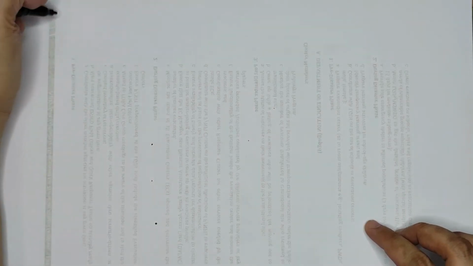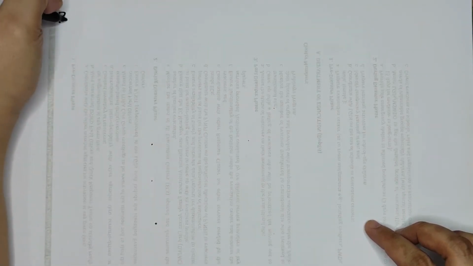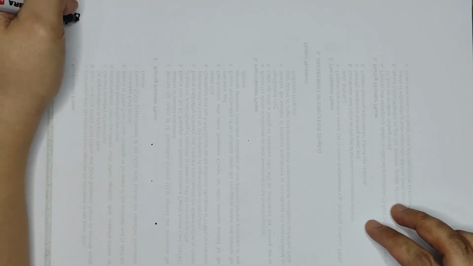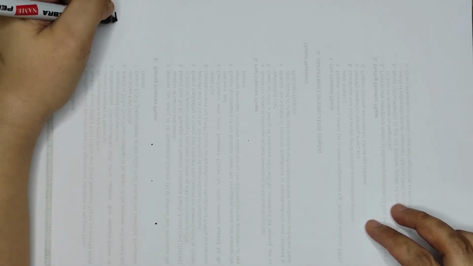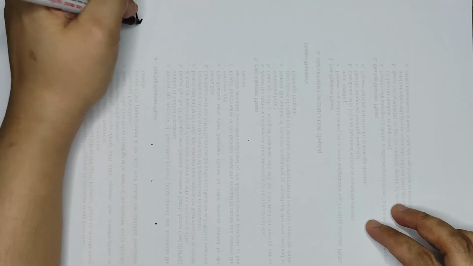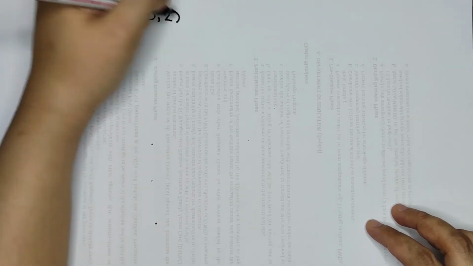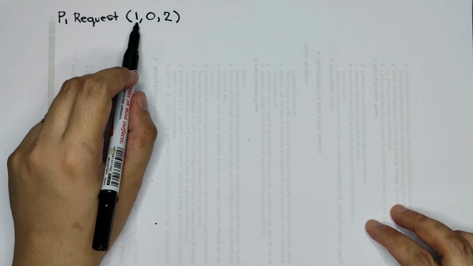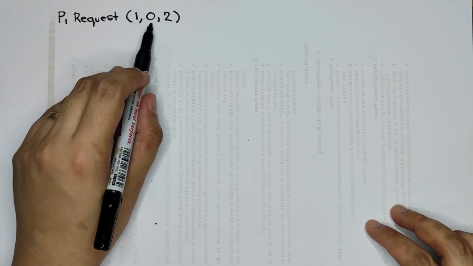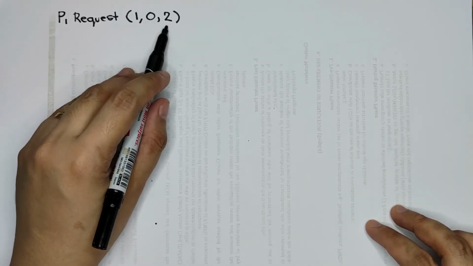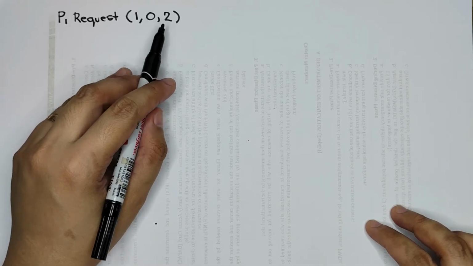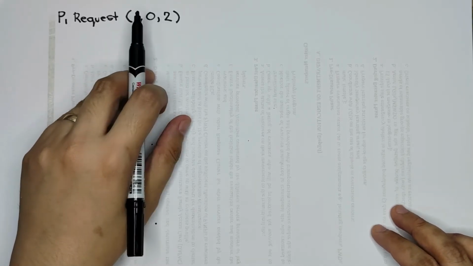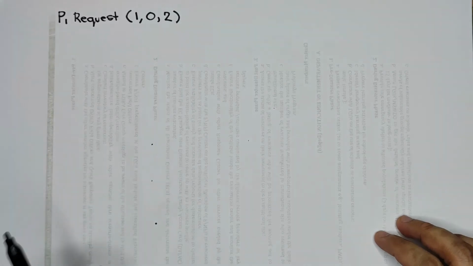So, what if, for example, P sub 1 requests additional resources 1, 0, 2? It means it wants an additional 1 instance for A. It does not need anything from resource B. And then it wants another 2 instances from resource C. So, what are we going to do now?